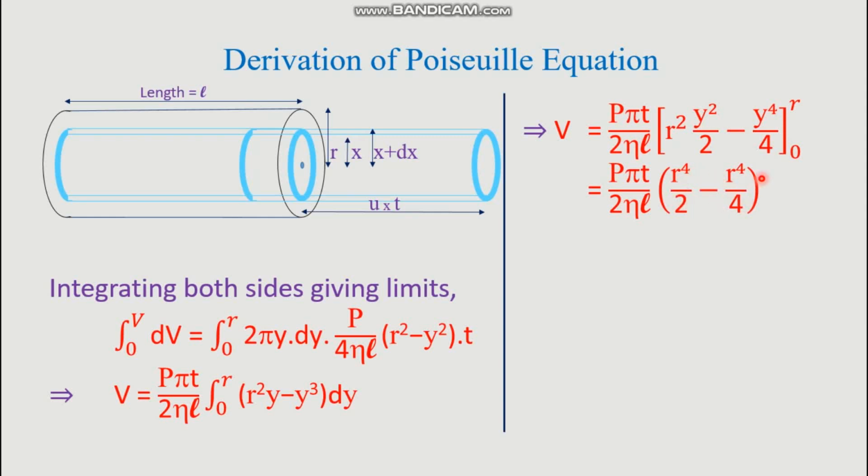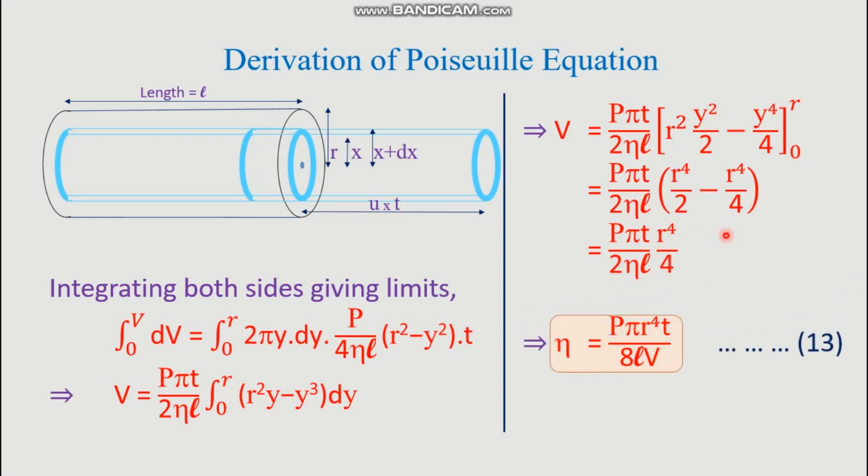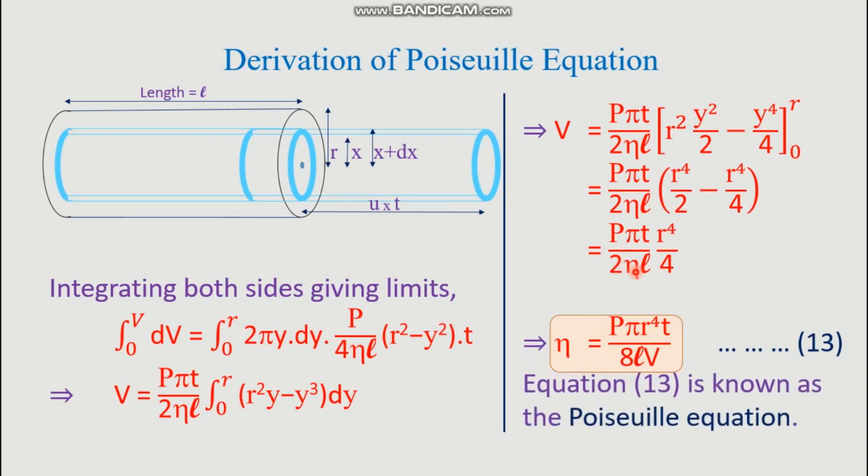And what is the difference? It is again r to the power 4 by 4. So this part is remaining the same, p pi t over 2 eta L, and this part is r to the power 4 by 4. So eta, we get the expression of eta from here. Eta equals p pi r to the power 4 t by 8 L V. This is equation number 13, and this is the famous Poiseuille equation.